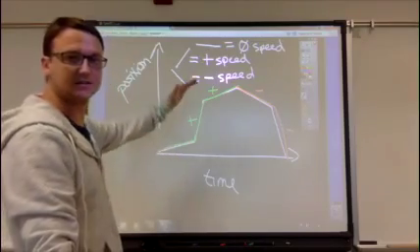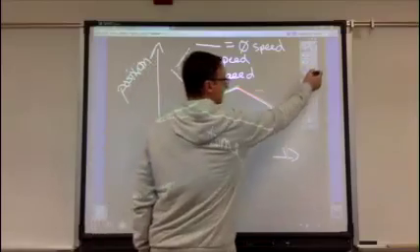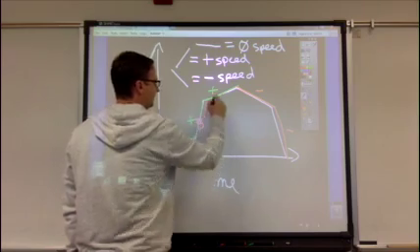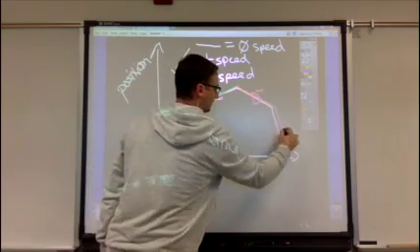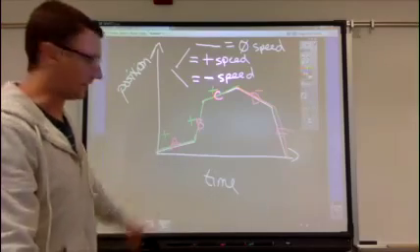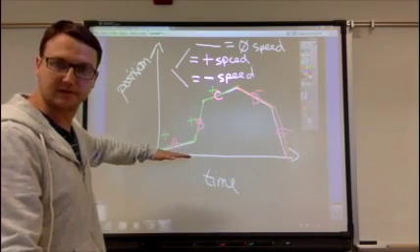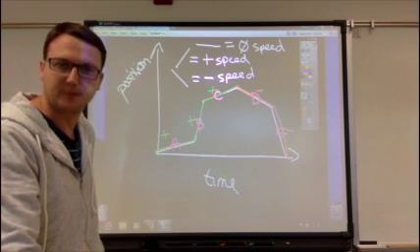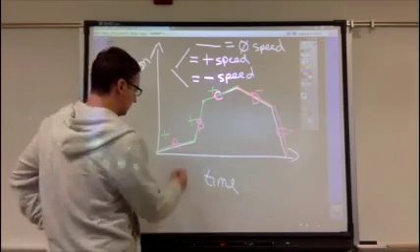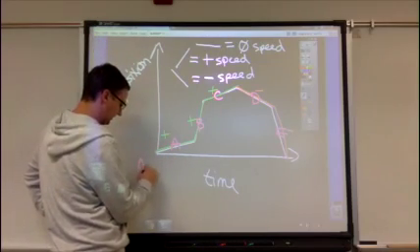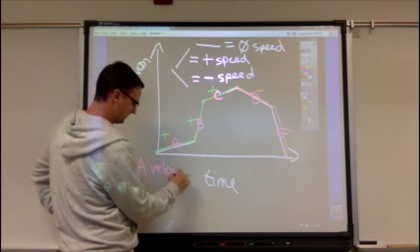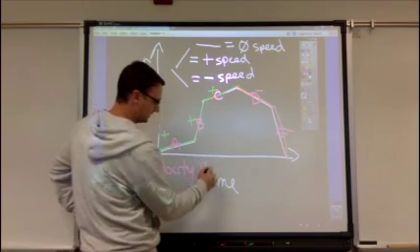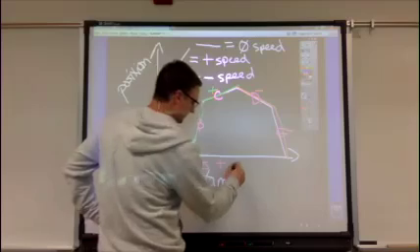Now, let's discuss each part. I'm going to label each part as a letter. So let's call this A, B, C, D, and E. So in A, since the slope is very gradual, a very small hill, we have a very slow speed or velocity. So we can say A velocity is positive but small.